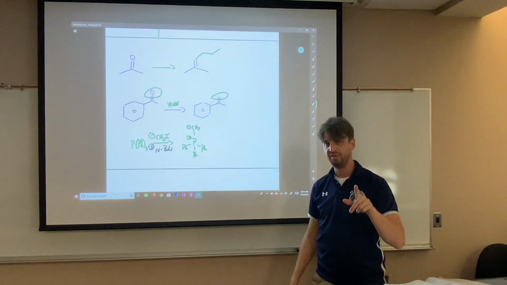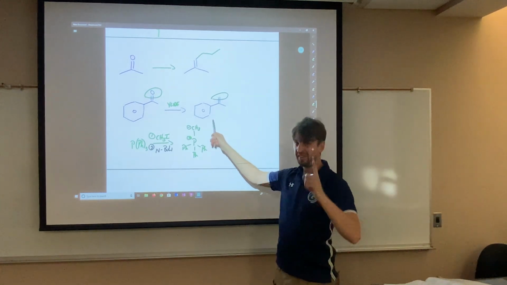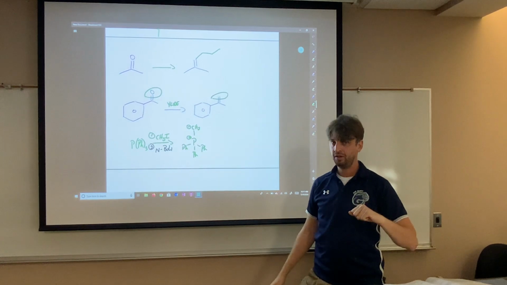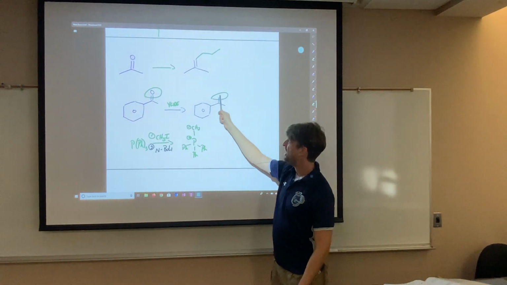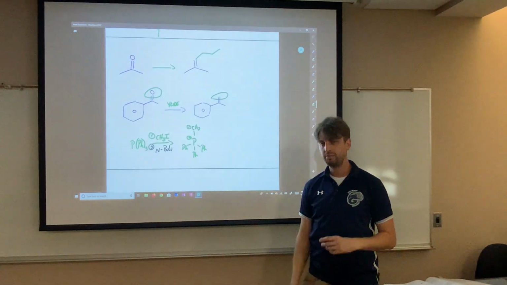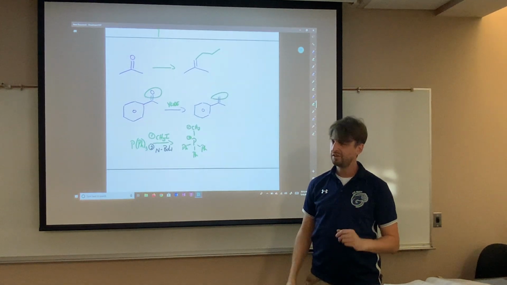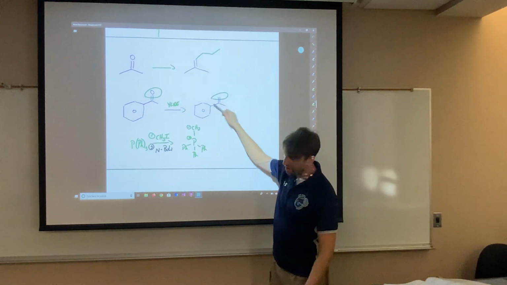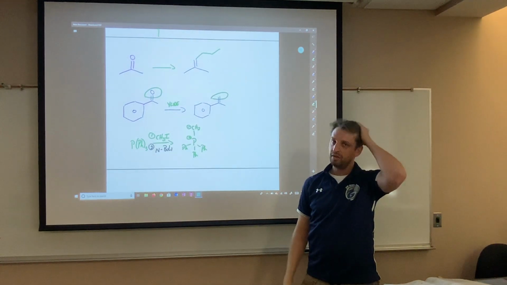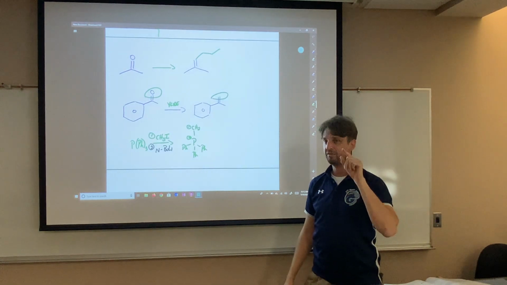Here's where your practice comes in. Try and do this without a Wittig. Do you guys see the challenge? The challenge is I made a terminal alkene, right? That's not that easy to do. I made a terminal alkene while adding a carbon to it. So there's your challenge. Do this without a Wittig.